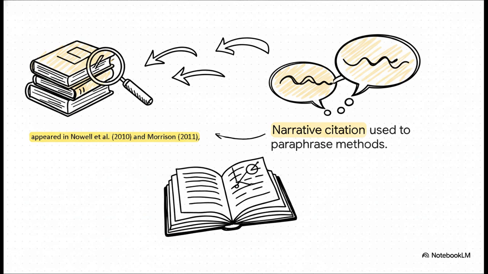See how the authors, Knoll et al. and Morrison, act as the actual grammatical subject of the sentence? The text reads, appeared in Knoll et al., followed by the year 2010 in parentheses, and Morrison, followed by 2011. It reads perfectly as a natural English sentence while completely fulfilling those strict citation requirements.